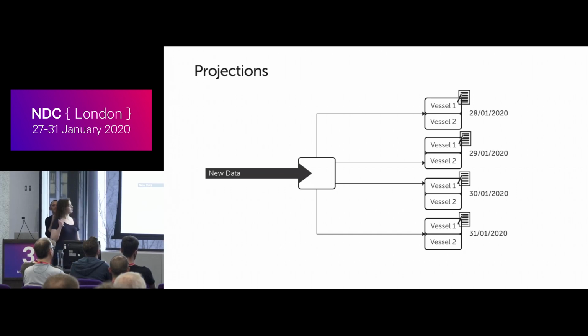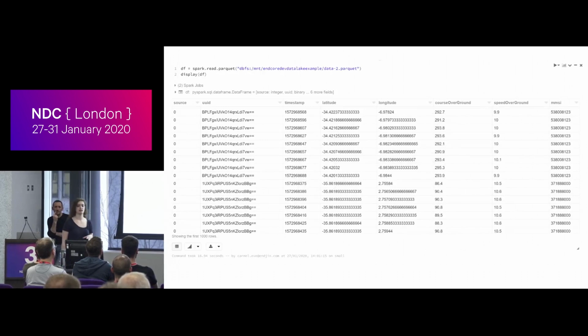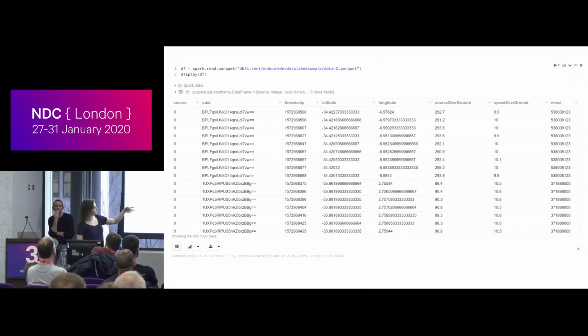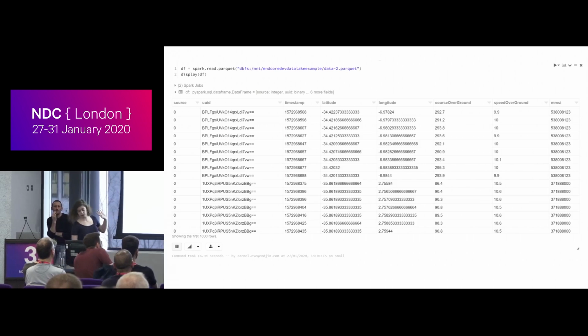Just to show you what one of those files looks like, here we've got a Parquet file. This is displayed using a Databricks notebook. Databricks is a really good tool for exploratory experimental analysis and good for viewing Parquet files, which can be quite difficult to view. So here you can see you've got an ID for the first vessel, and then the track for that vessel. You've got the latitude and longitude for the vessel at each of these points. And then in the second half of the file, you've got a track for vessel 2.